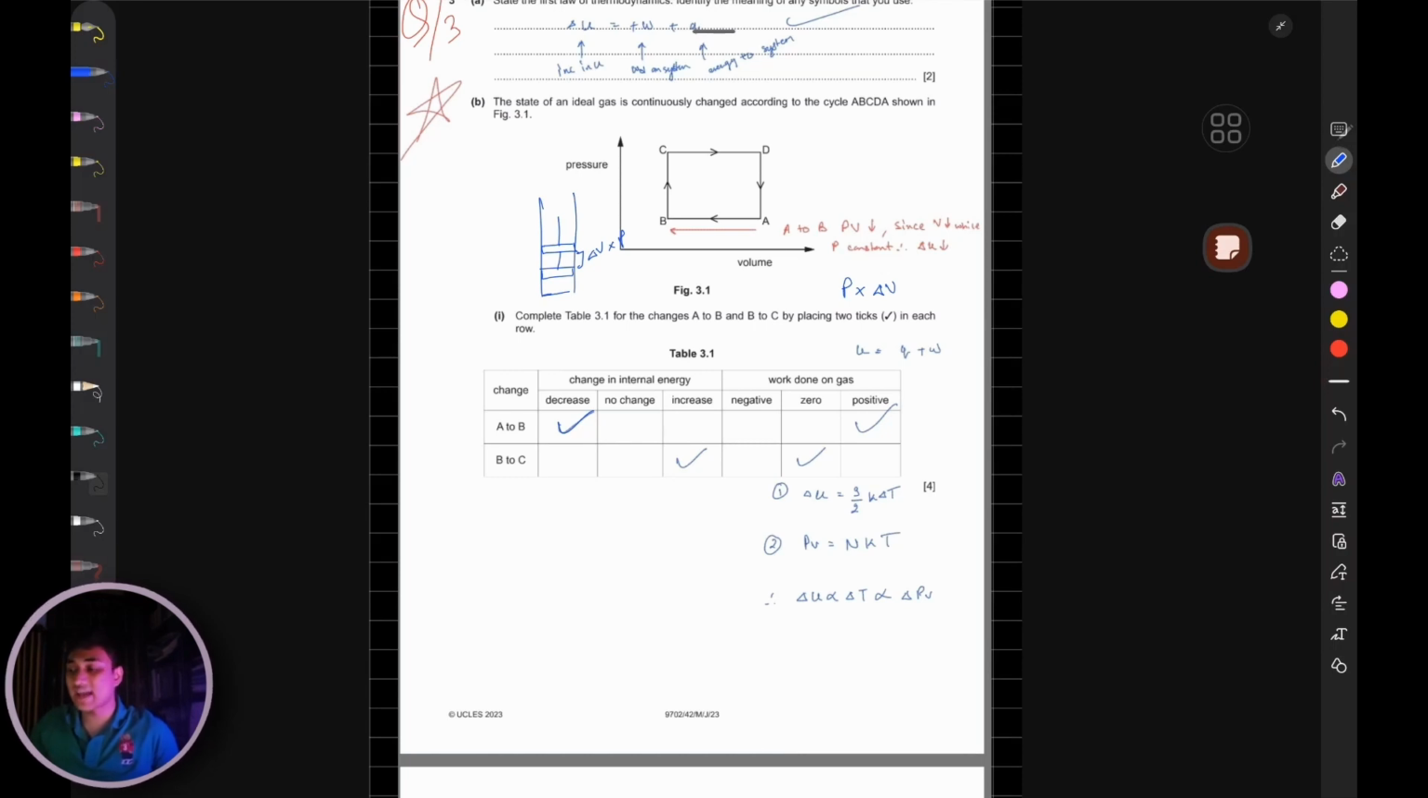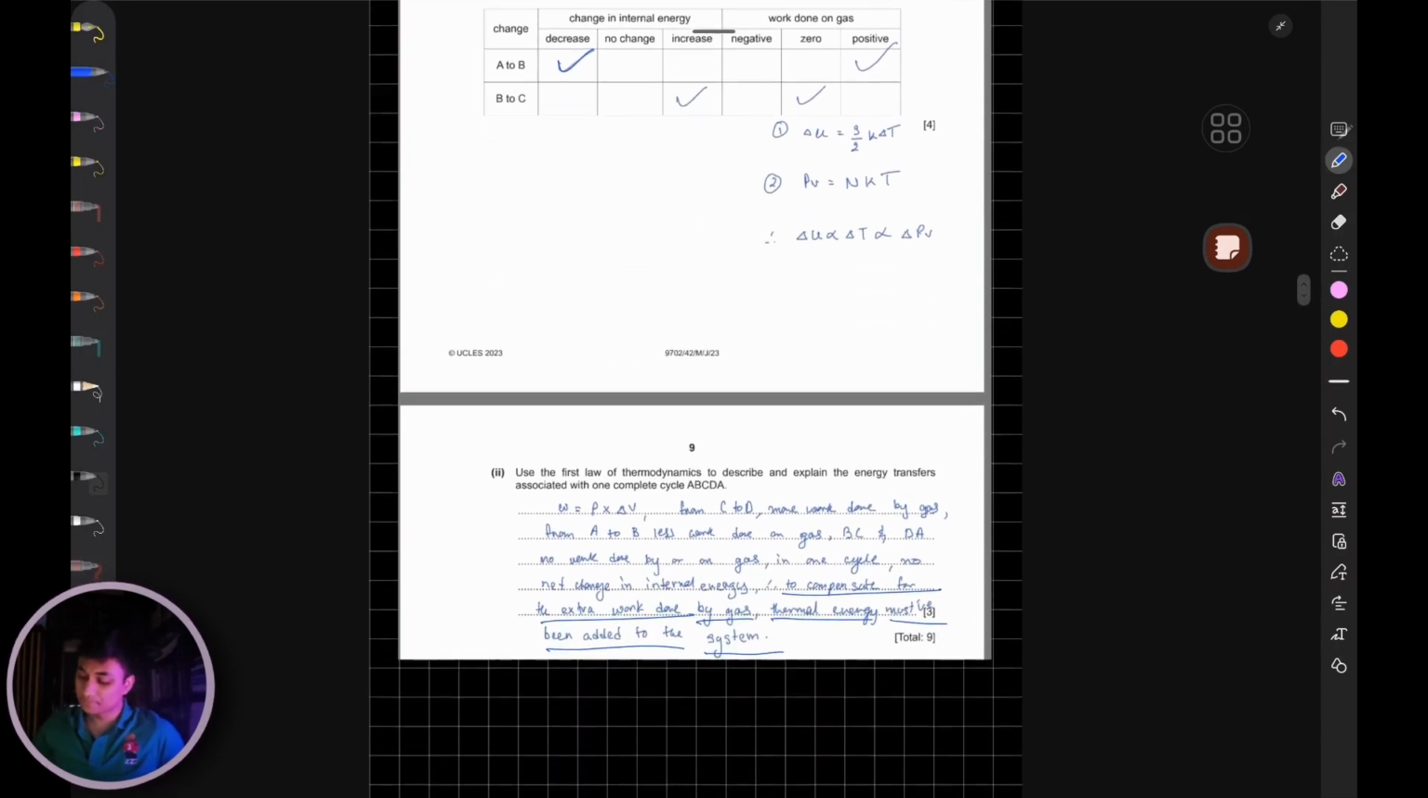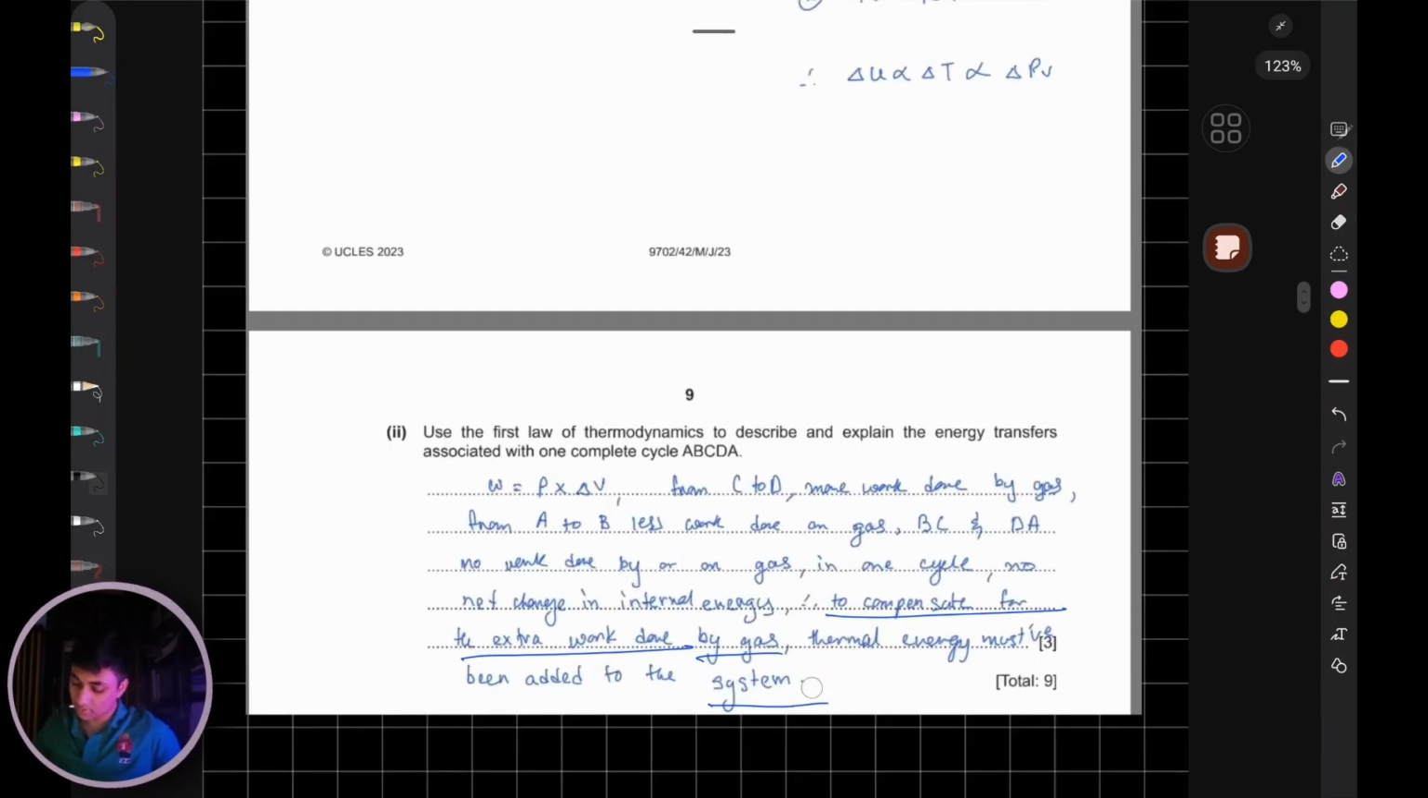So energy is actually lost. Therefore, thermal energy must have been provided from B to C, or through the entire cycle, that is. Otherwise, it's not possible, right? Therefore, Q, or thermal energy, must have been provided to the system.